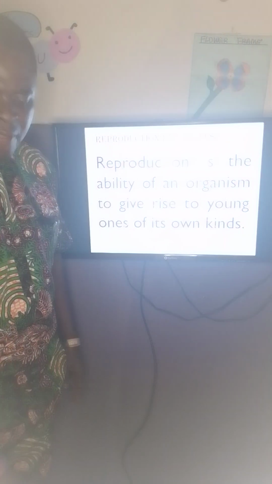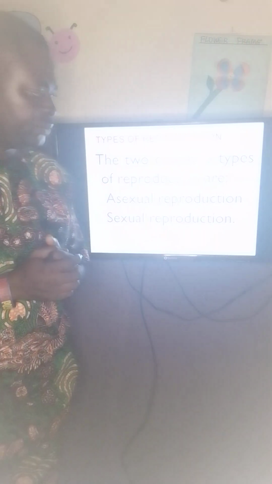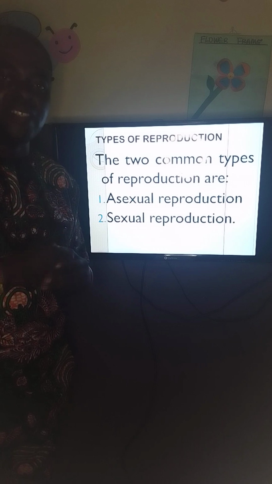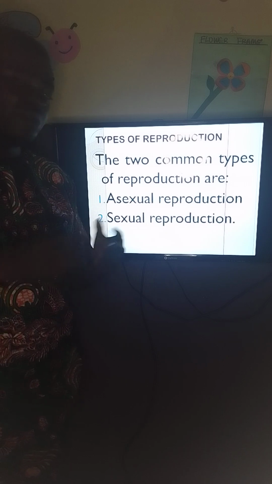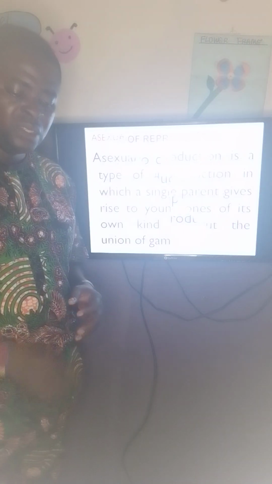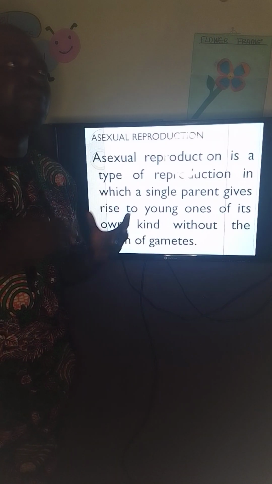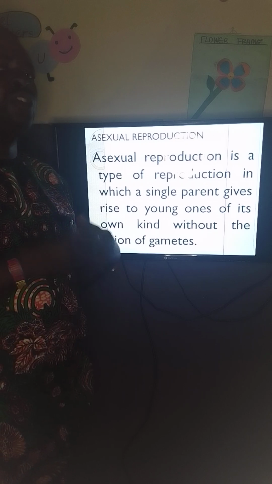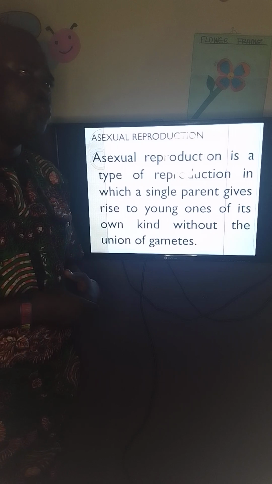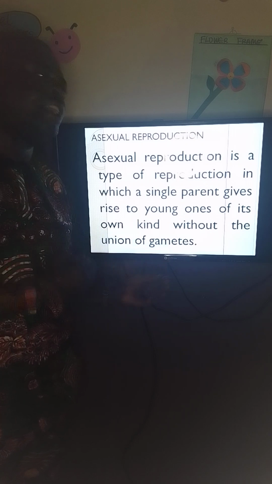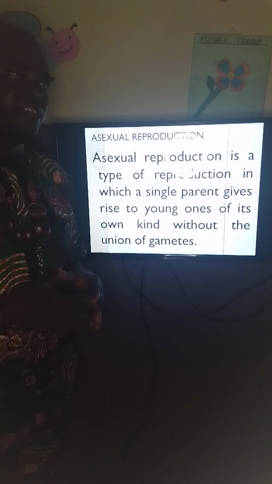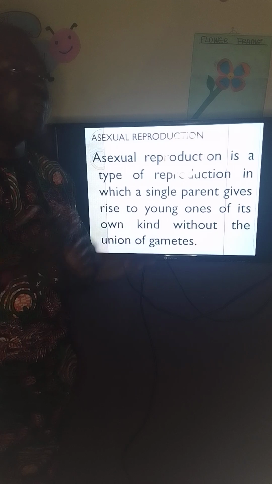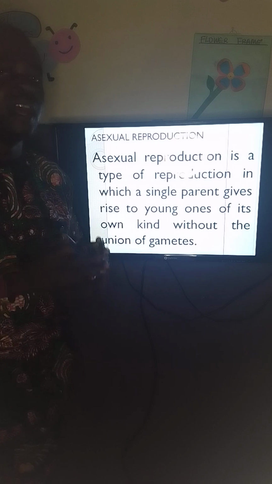Now, we have two major types of reproduction. We have sexual reproduction and we have asexual reproduction. What do we mean by asexual reproduction? Asexual reproduction is a type of reproduction in which an organism produces young ones of its own kind without the union of male and female gametes. In this case, only one single parent is needed, unlike sexual reproduction in which two parents are involved.